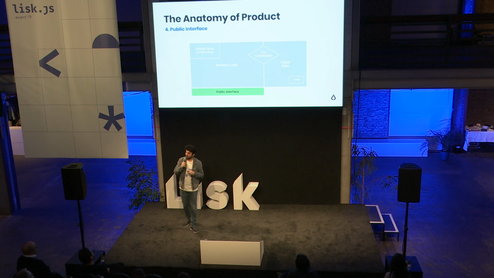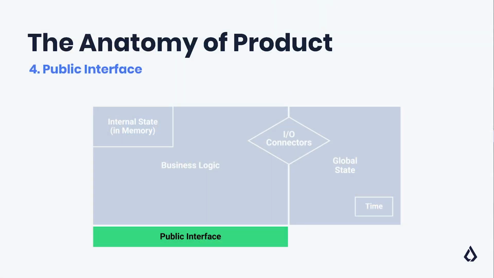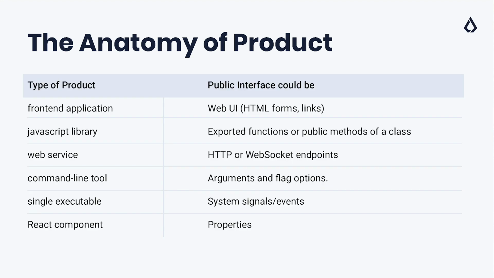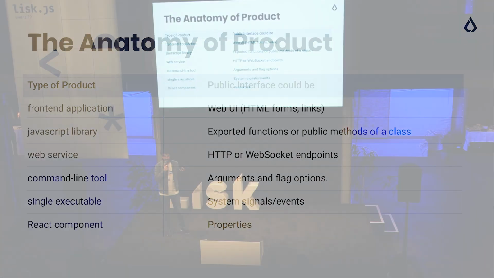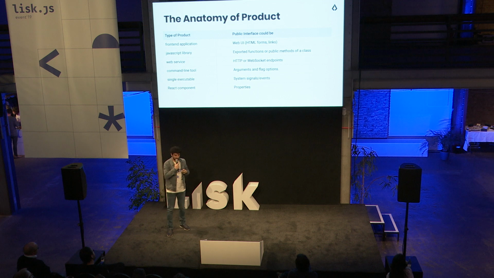So the fourth one is the public interface. Public interface is the gateway for your users to use your product, basically. For instance, for a front-end application, it's the web UI. And for a React component, it's the properties you accept from the users of your component. And these are just some examples to give you some context.